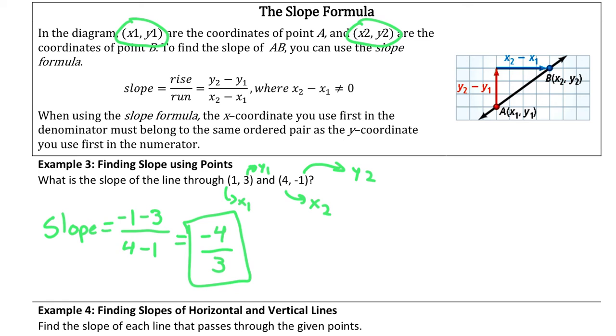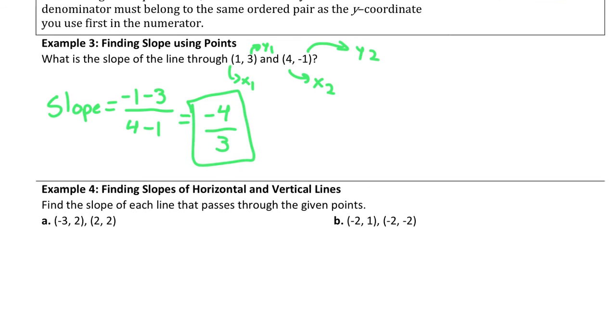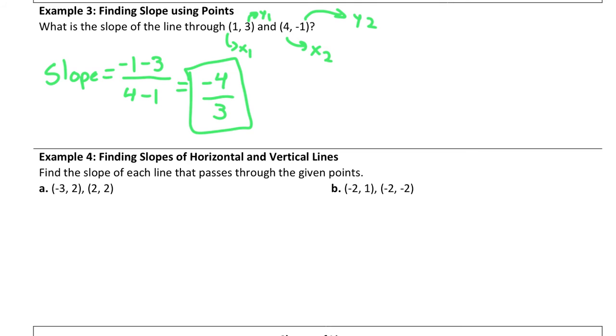I'm going to ask that you keep slopes as a simplified fraction, okay? It can be an improper fraction like this one, where the top is larger than the bottom, or the numerator is greater than the denominator. So leave it as a fraction. Simplify it, but leave it as a fraction, right?